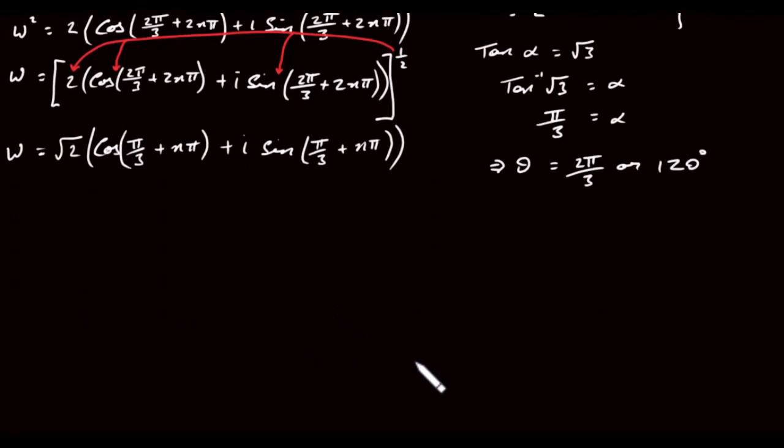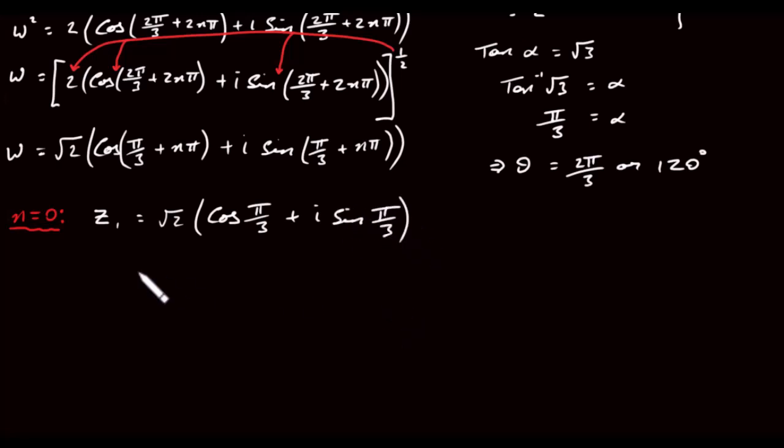Okay, so we're going to start here with n is equal to 0. So if n is equal to 0, my first root here, we'll call it z1, let's say. Put n is equal to 0 here, that'll give me the square root of 2 times cos pi over 3 plus I sine pi over 3. That's it. Let's just convert that to rectangular form.